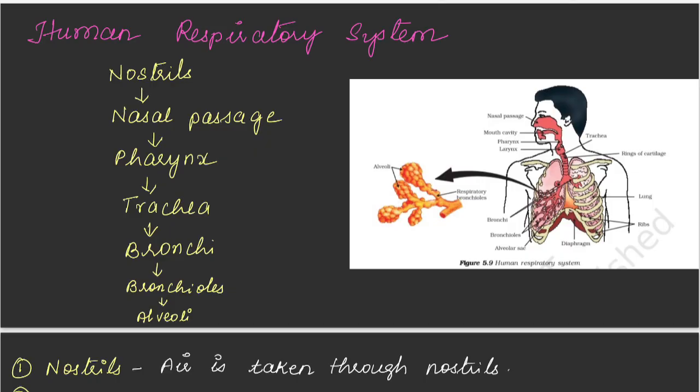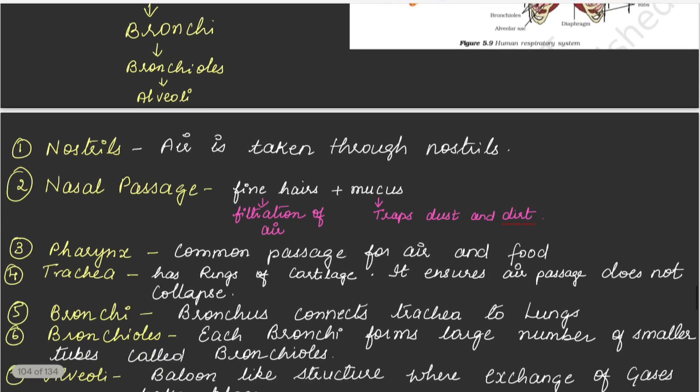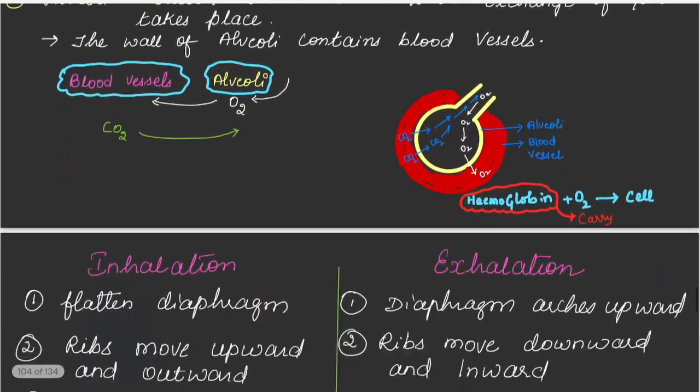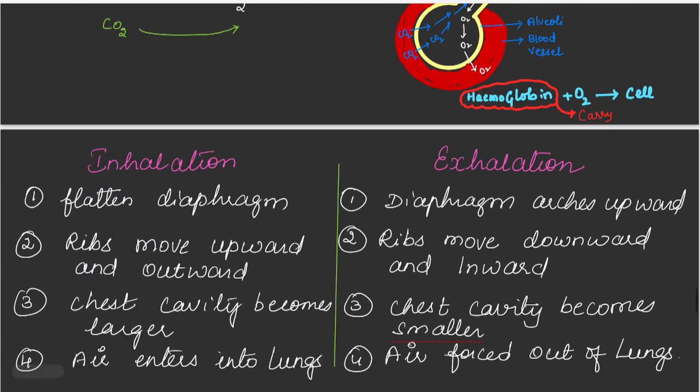In this video, we are going to study about the human respiratory system. So how the air enters into our body and how that oxygen will be used to break the food, releasing energy. So let us see step by step how it enters into our body and how exchange of gases is going to take place.